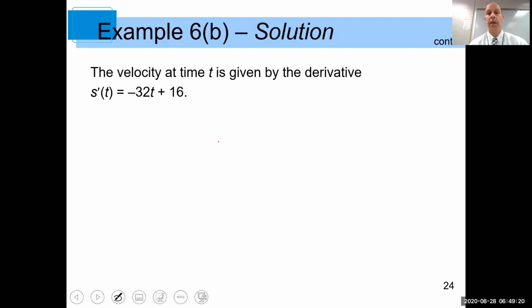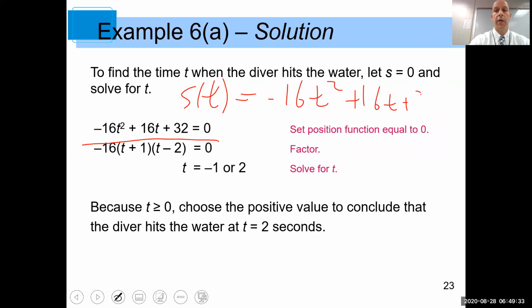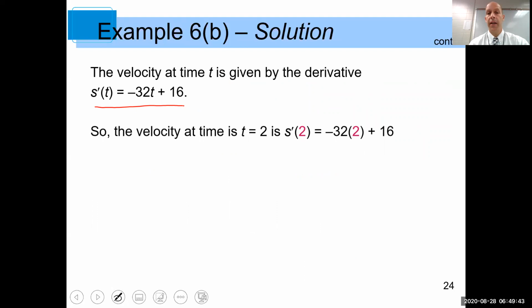Okay, the velocity at time t is given by the derivative. So remember, our position function, s of t, was given in the first slide as negative 16t squared plus 16t plus 32. If we take the derivative of that, or s prime of t, we're going to get negative 32t plus 16. So the velocity at time t equals 2: now we just take that 2 and we plug it in for this t right here. And when we work that, we're going to get negative 48 feet per second.